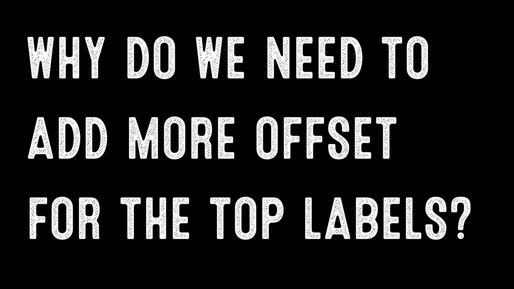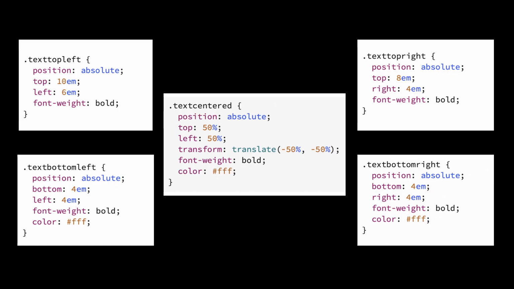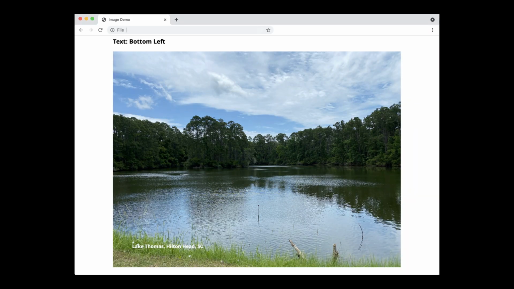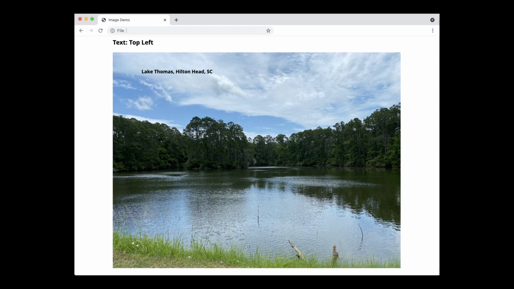Why do we need to add more offset for the top labels? Now, the reason we add more distance for the top labels than the bottom labels is because we have added space towards the top for the H3 heading element. Remember, our offset is based on the section element, and the reason we add more distance for the top offset for the top left than for the top right is because our first section has added padding to add some distance between the first section and the navigation.